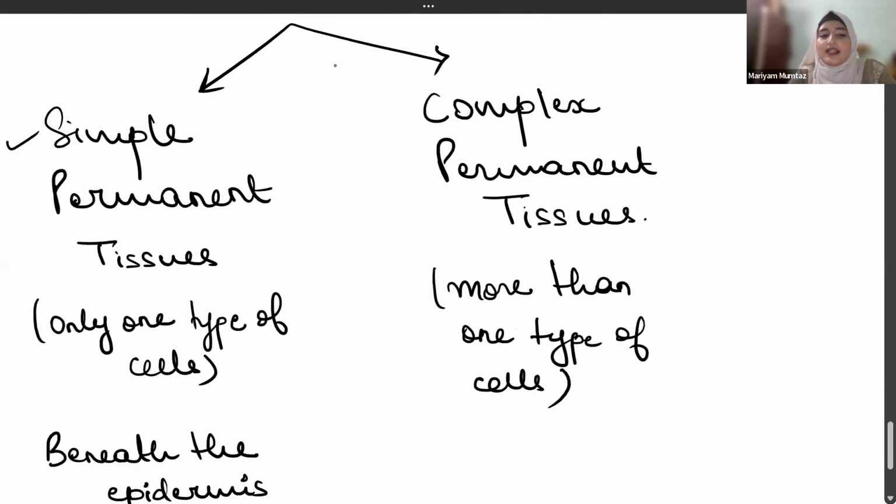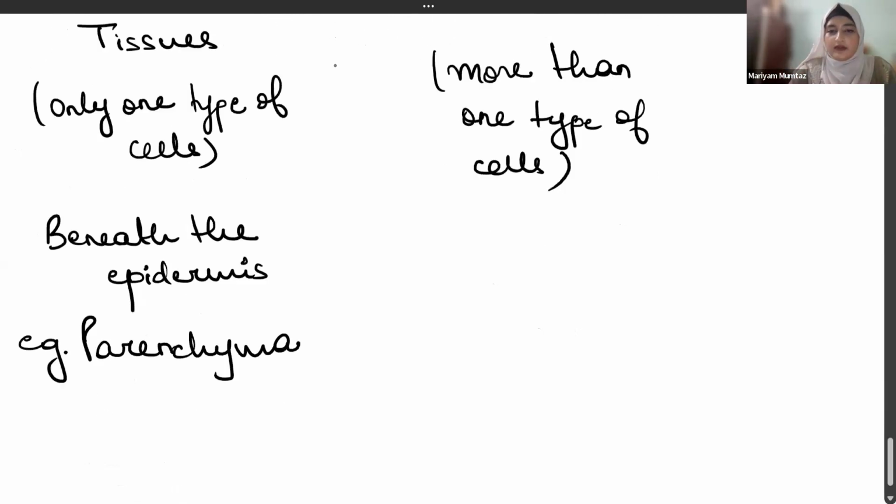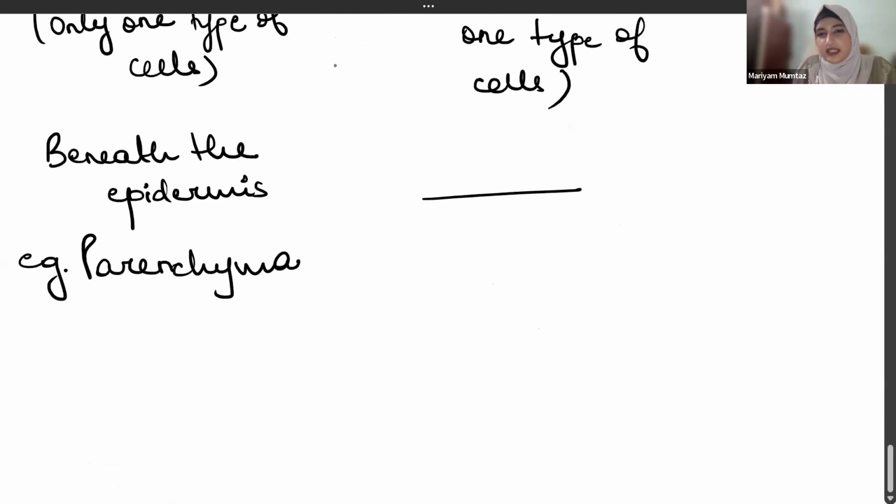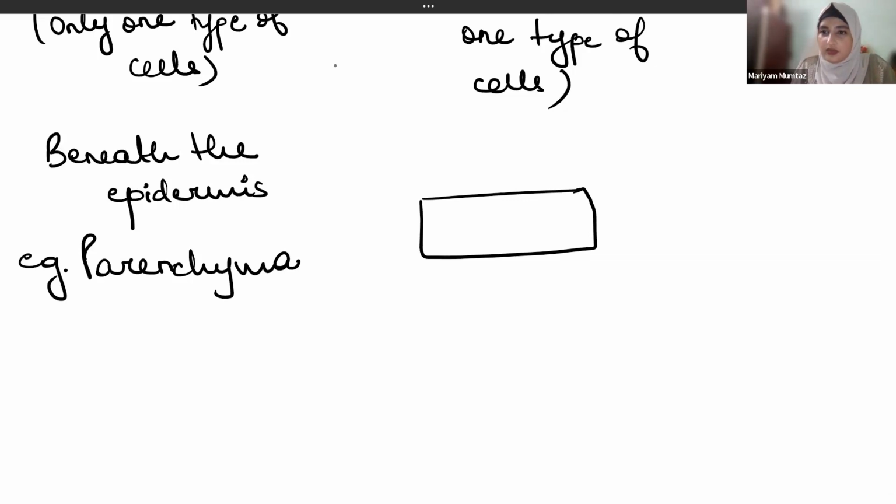See, the reason simple permanent tissues are known as simple is because they have only one type of cells. For example, if there is a tissue which contains 10 cells, inside this tissue there are 10 cells. Now, okay, wait.